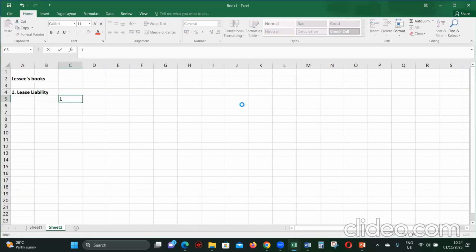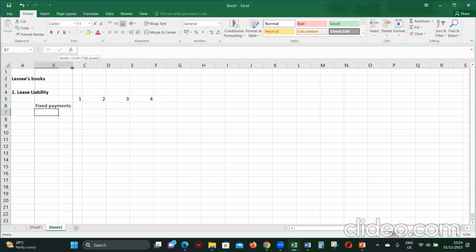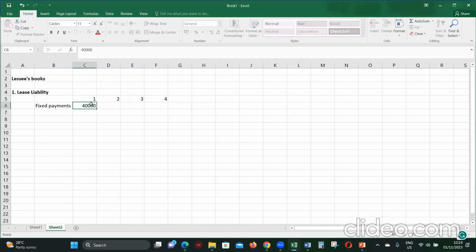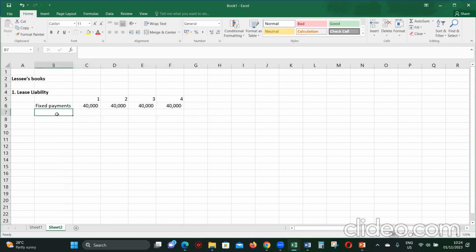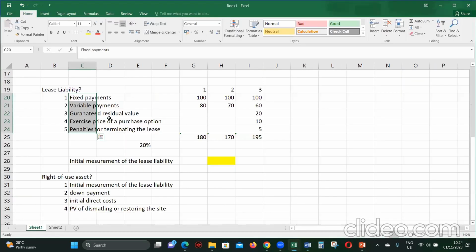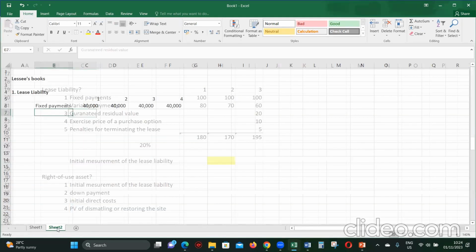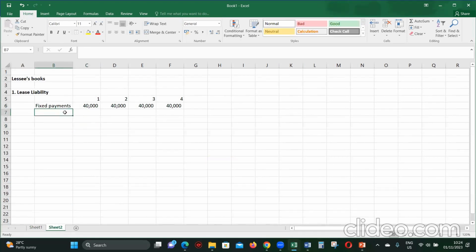Okay. So we'll take 1, 2, 3, 4. Those are the years. I will write it like this. Fixed payments. How much? 40,000, 40,000, 40,000 and 40,000. It's the same. Do we have variable payments? No, right? We don't have. Do we have guaranteed residual values given here? No, we didn't say. Exercise price of a purchase option? Penalties for terminating the lease? No. So only payment is 40,000 thing.